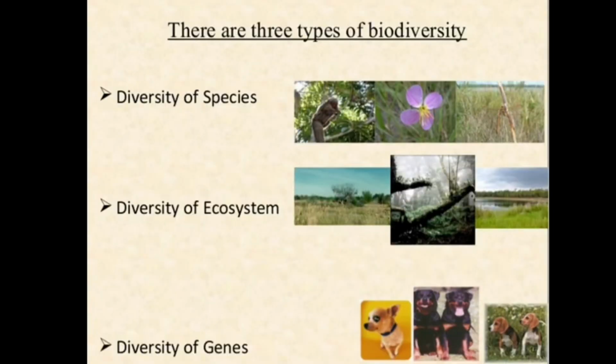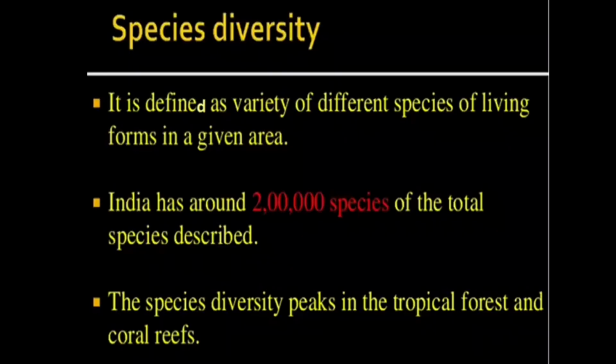There are three types of biodiversity: diversity of species, diversity of ecosystem, diversity of genes. Species diversity is defined as variety of different species of living forms in a given area. For example, roses. It's a species. Tamarindus indica. It's a species. Azadirachta indica. It's another species.